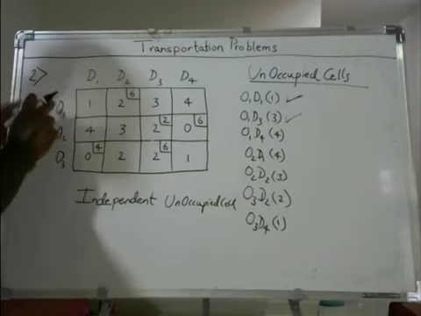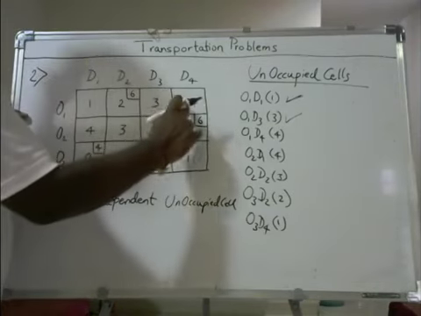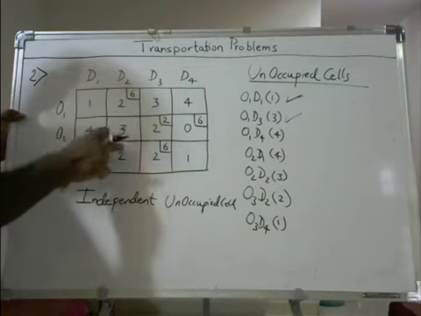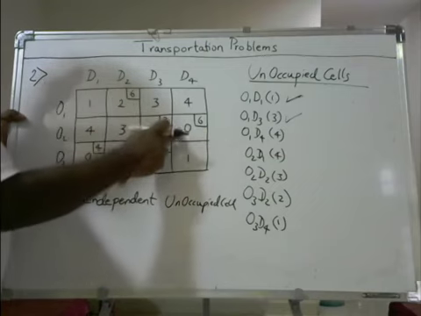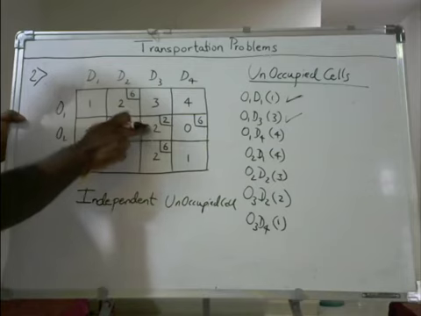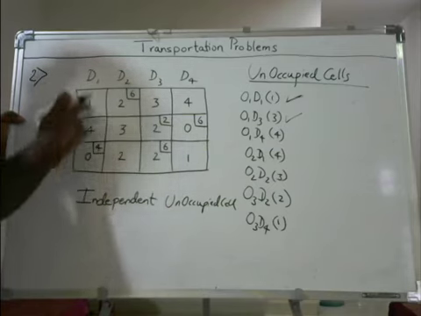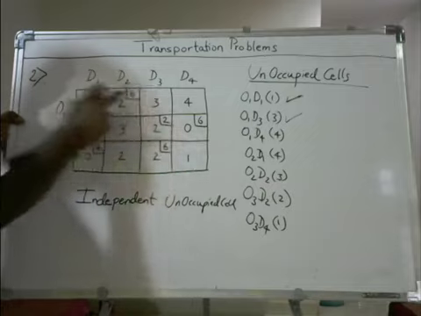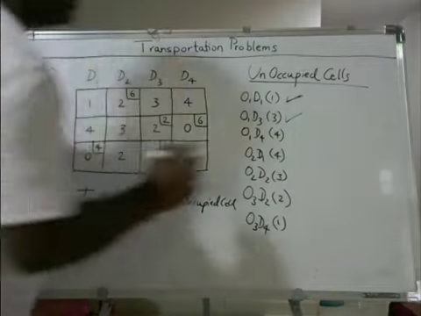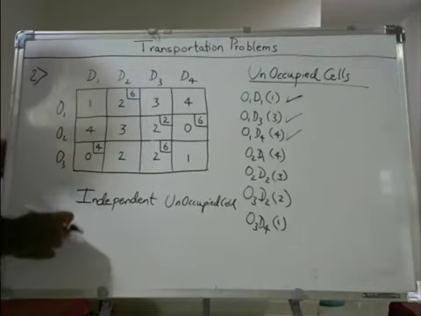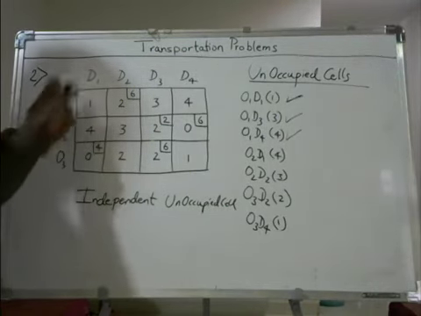Now let us try O1 D4. O1 D4, we can come here, take a turn, but we cannot go back. We can come here, take a turn, take a turn here, come here, but from here we cannot go back to O1 D4. Then this also, O1 D4, is an independent unoccupied cell.